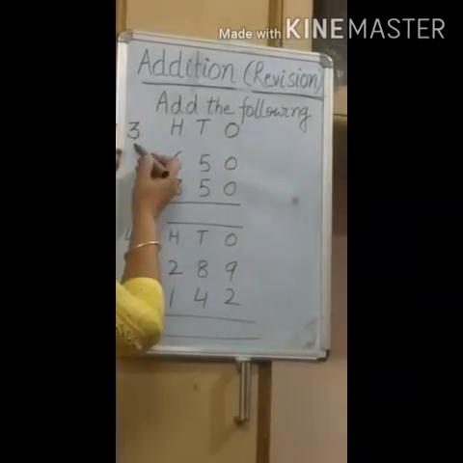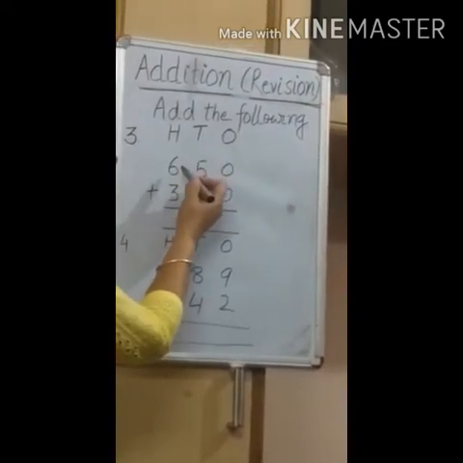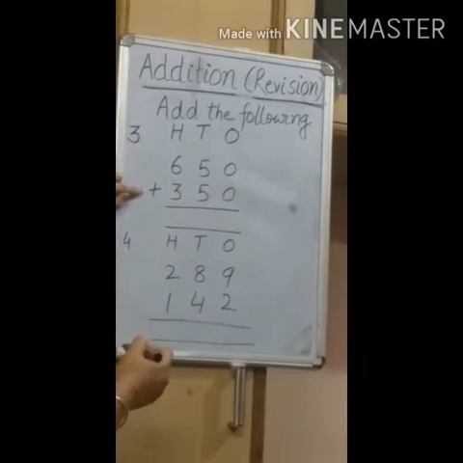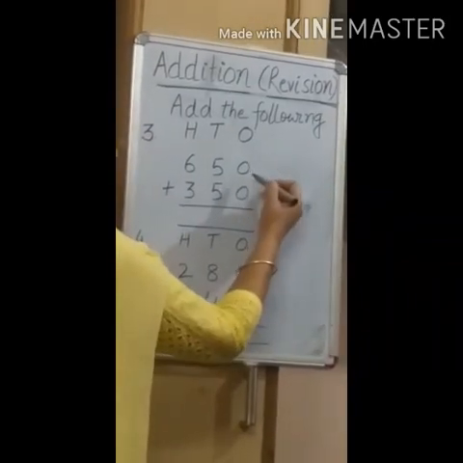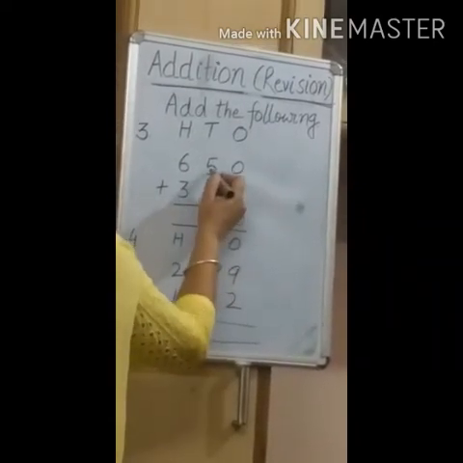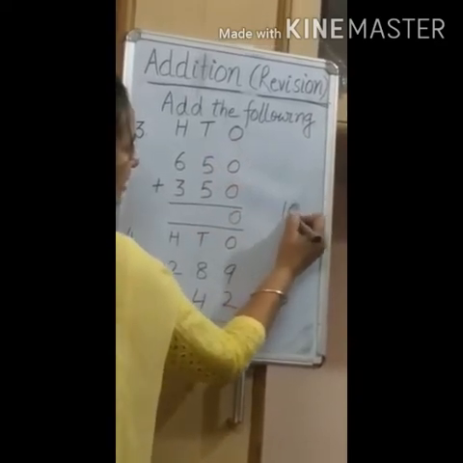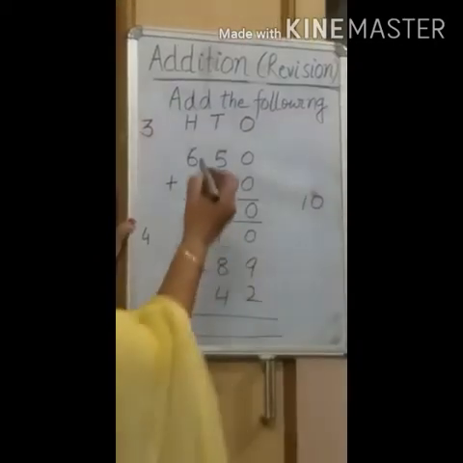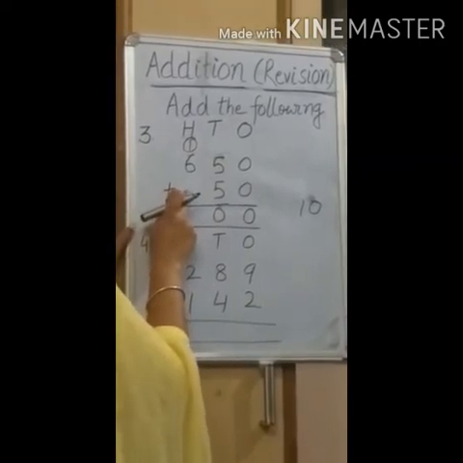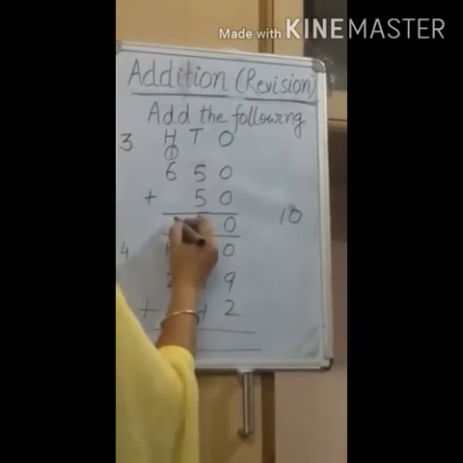Now see the third sum. For the third sum I have written a statement, add the following. First one is we will add 650 and 350. This is a 3-digit number and this is also a 3-digit number. We will add ones in ones and in both the ones we have zeros here. 0 and 0 is 0. Now we will add these both tens, 5 and 5. 5 and 5 is 10. I will put this 0 here and 1 will go in the hundreds column. Now you can see no digit here. So we will add 6 and 1. 6 and 1, 7.